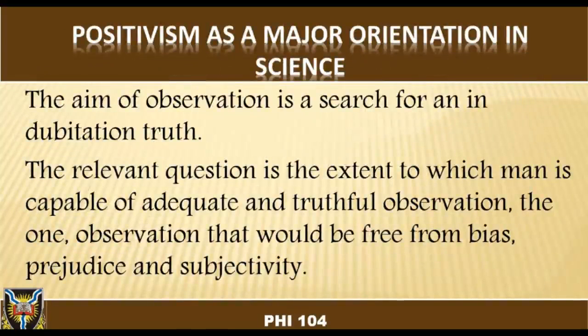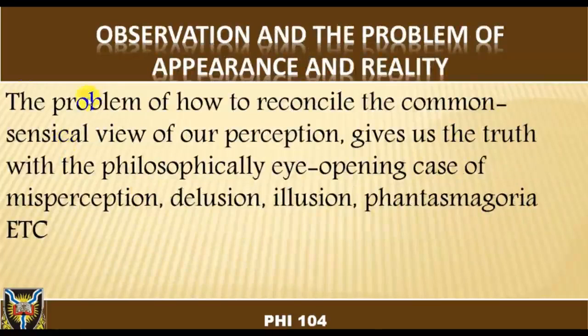Observation and the problem of appearance and reality. The problem of how to reconcile the commonsensical view that our perception gives us the truth with the philosophically eye-opening cases of misperception, delusion, illusion, phantasmagoria, etc. For we know that we are often faced with certain objects which when viewed casually seem to be unproblematic, but on a closer look, we discover that our initial perception is not exactly as we had thought.